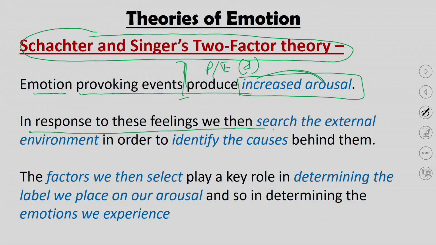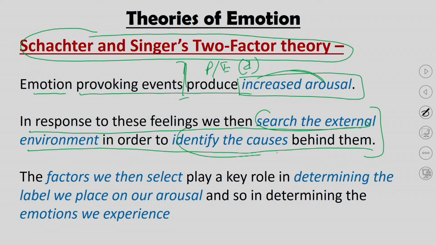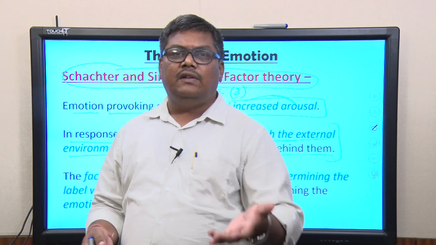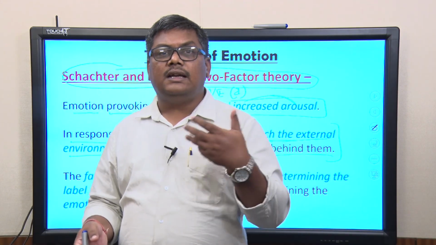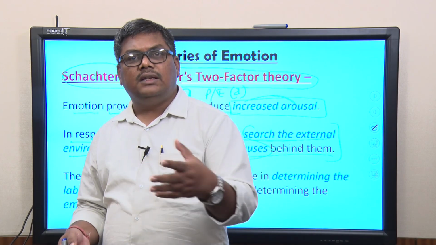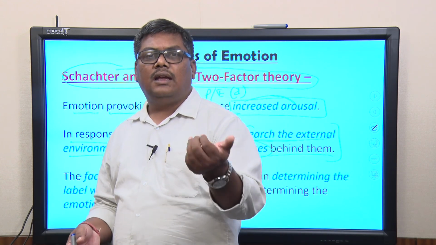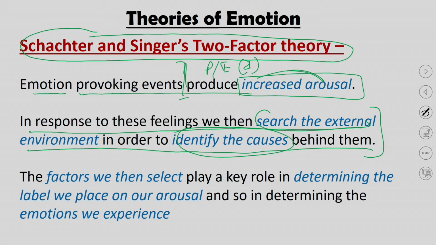Now, in response to these feelings, we then search the external environment in order to identify the cause behind them. As soon as we feel an increased arousal, we look at the environment around us and try to find out why we are feeling this. What is the reason for this feeling? So, if an anger arousing situation is presented to us, we will feel aroused. Not only will we feel aroused, we will also start searching for environmental cues, such as the person, event, action or system showing anger to us or provoking anger responses in us.